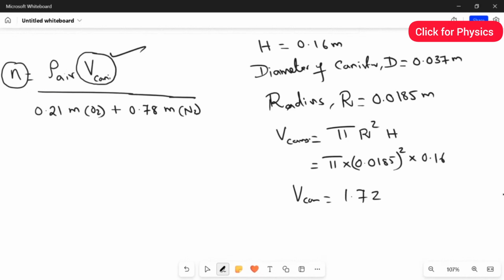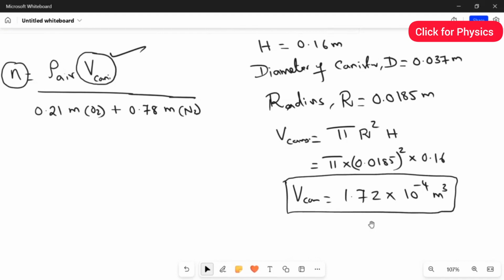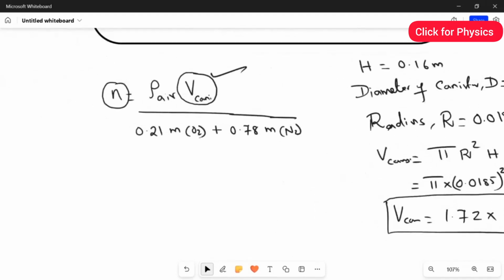1.72 multiply 10 power minus 4 meter cube. Clear? So this is the calculation for finding the volume of the canister. Now what we have to do, we have to take this value and substitute here. So you have to take this value and then you have to substitute here.